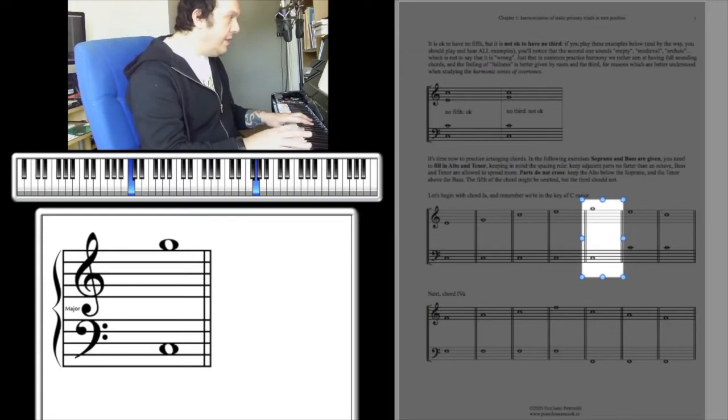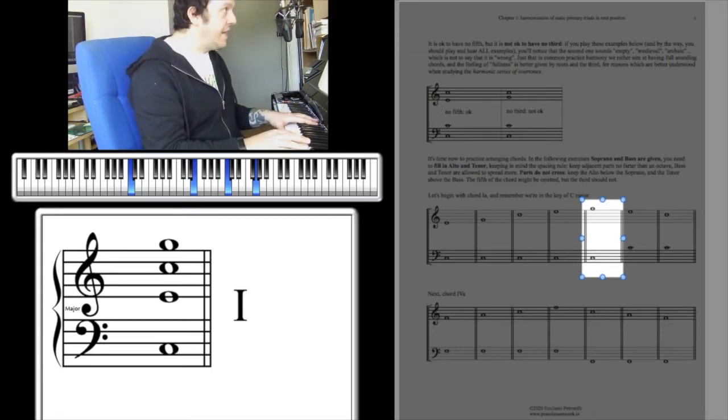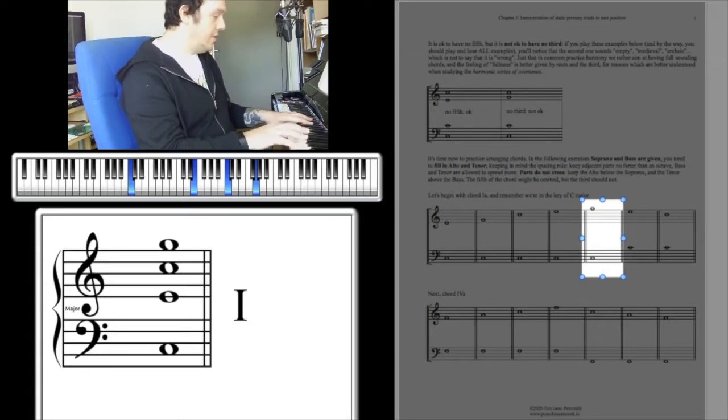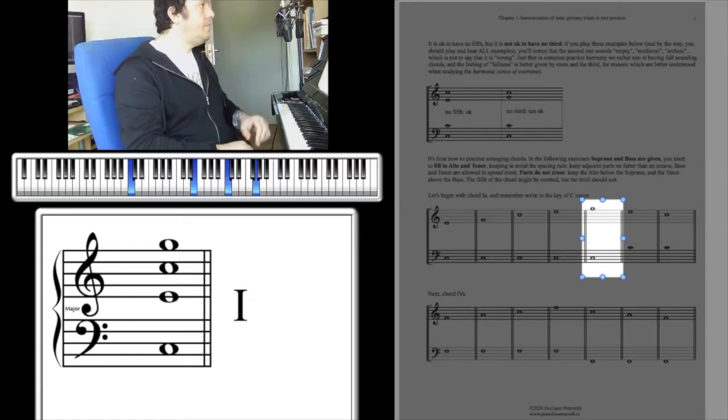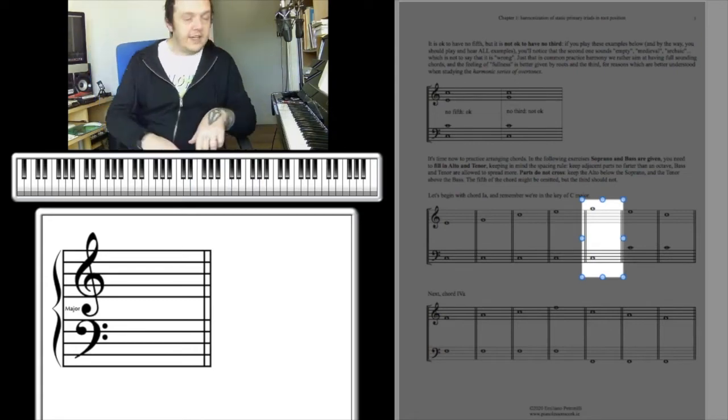I'll have another root here in the alto, and I am going to have the third here in the tenor. Now the software puts it in the treble clef, and I can't change that, but that should really be in the bass clef with 2 ledger lines. And so on. So practice filling in the alto and the tenor in this exercise.